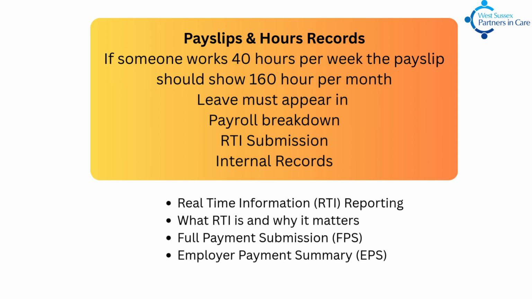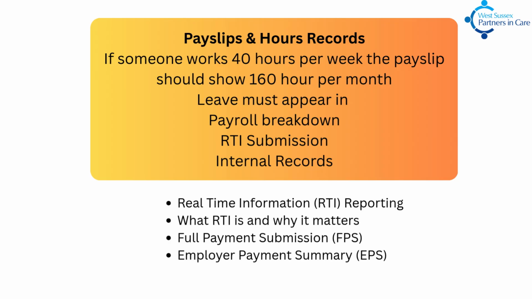Deadlines and late submission penalties. The FPS must be submitted on or before the date employees are paid. EPS should typically be submitted by the 19th of the following tax month. Late filing penalties depend on the number of employees. 1 to 9 employees, £100 per month. 10 to 49 employees, £200 per month. 50 to 249 employees, £300 per month. 250 plus employees, £400 per month.